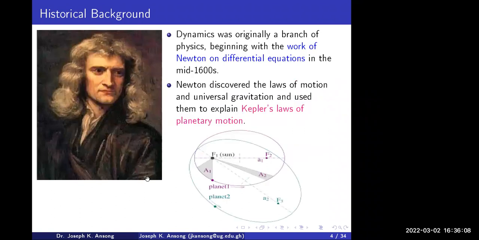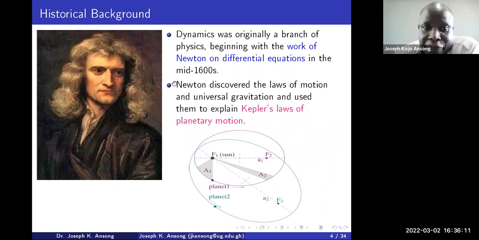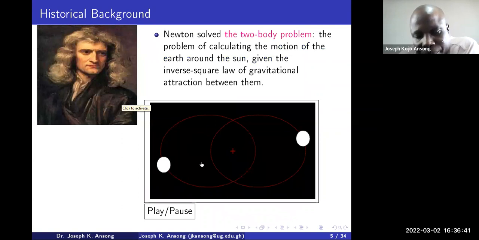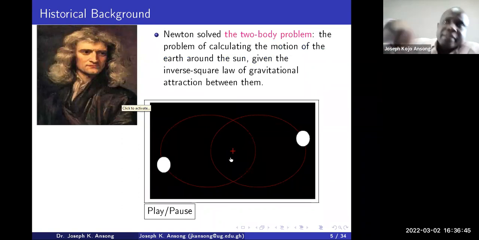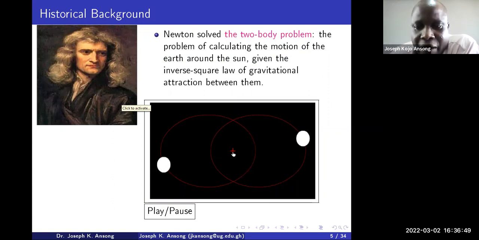Okay, so you would see very soon that, in fact, the history is that this subject comes from physics, mostly from classical mechanics, and then it's being used now in various fields, especially chaos and mathematical biology. They apply the techniques of dynamical systems heavily in that area now. So this was originally a physics-dominated field due to the work of Newton on differential equations in the 1600s. We all know he discovered the laws of motion as well as universal gravitation, and then he used that to explain Kepler's laws of planetary motion.